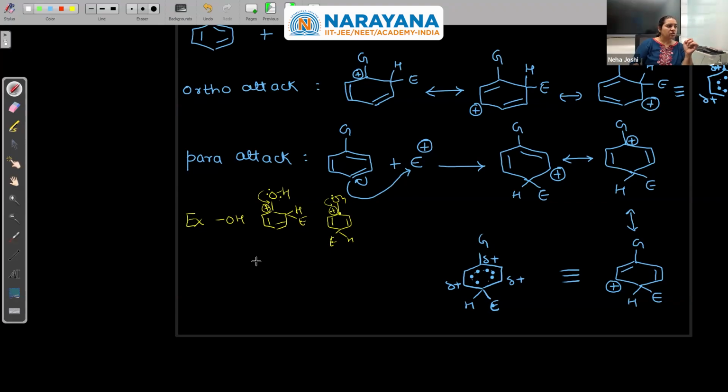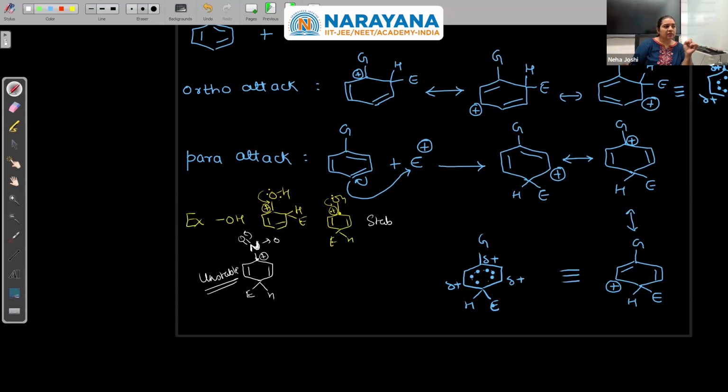Okay. If this G was electron withdrawing, let me draw. If it is nitro and this plus comes here. Now this nitro itself is electron withdrawing. Here nitrogen is having plus. This plus and plus will be repulsive. So this is unstable. It is not good to have plus adjacent to this.